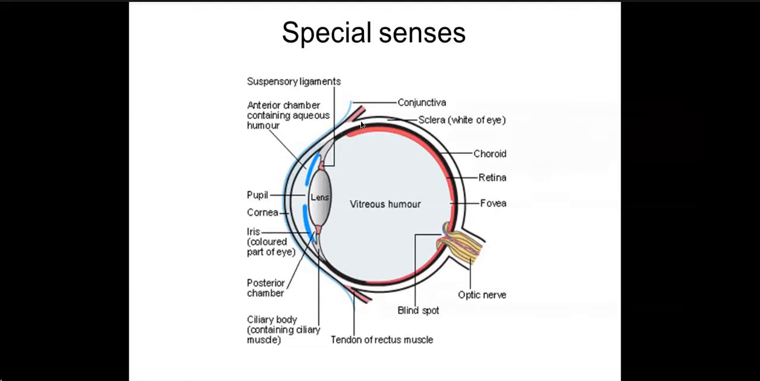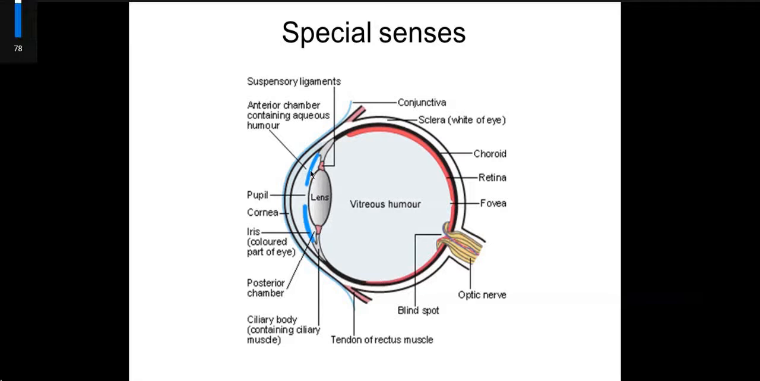There is a layer that is called sclera, the white layer of the eye, and this white layer is replaced by a transparent layer here in front, that is called cornea. After that comes the colored part of the eye, it is called iris diaphragm. In the middle of the iris diaphragm, there is a hole that is called pupil, through which light passes.